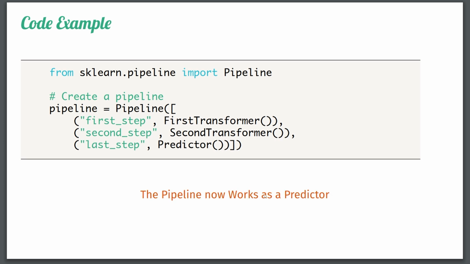So the final pipeline here works in the same way as a predictor. So that means that this pipeline, which we call pipeline, we can use fit on it, and we can also use predict when we have this predictor here. So let's see how this actually works out with a coding example.